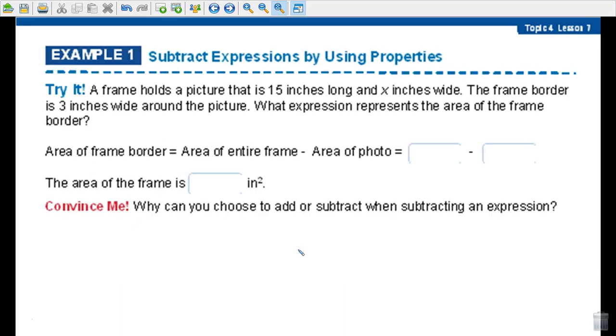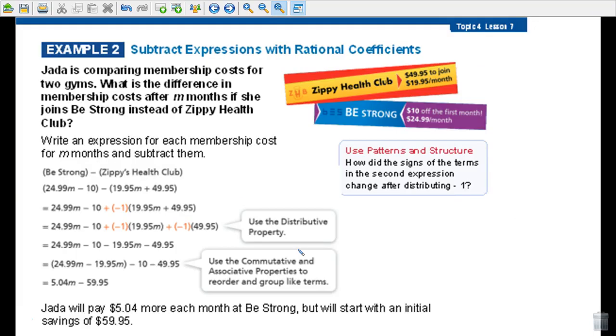Let's skip example 1. Example 2. Subtract expressions with rational coefficients. J is comparing membership costs for 2 gyms. What is the difference in membership costs after M months if she joins Be Strong instead of Zippy Health Club?